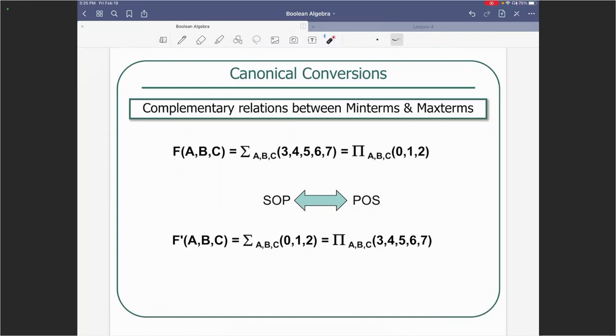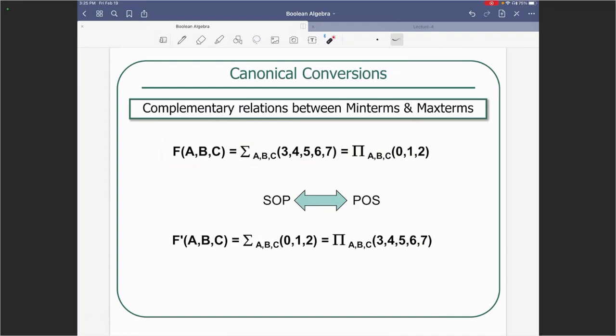The same functions, so it's the same truth table. We are trying to explore complementary relationships between the minterms and the max terms. So suppose you have a SOP form for f, right? Sum of products in which the minterms are 3, 4, 5, 6, and 7. So if 3, 4, 5, 6, 7 are the rows in which you have ones, then of course 0, 1, 2 are the rows in which you have 0. So those will be your max terms.